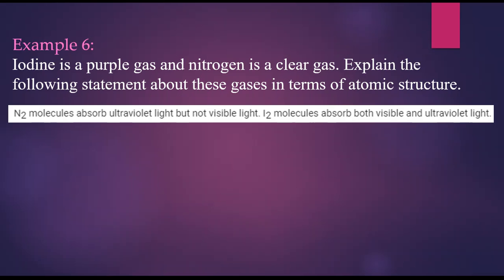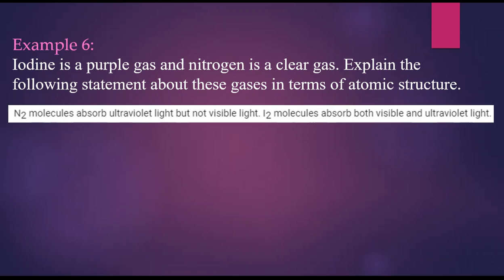So let's look at a type of example free response problem they could ask you. And it may not seem obvious at first, but hopefully you'll catch on. Example 6 here: iodine is a purple gas and nitrogen is a clear gas. I don't know if you know that iodine crystals, when it sublimes, give off this pretty purple gas. So explain the following statement about these gases in terms of atomic structure. Nitrogen molecules absorb ultraviolet light, but not visible light. Iodine molecules absorb both visible light and ultraviolet light.